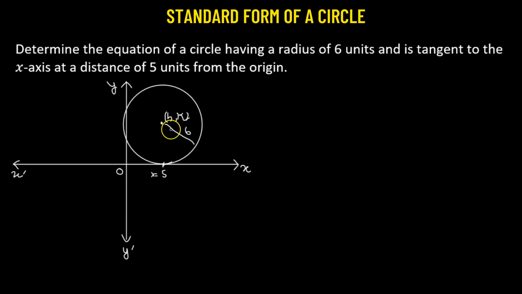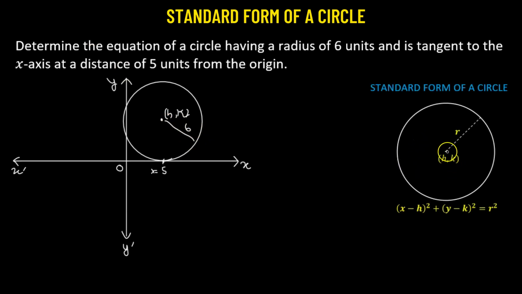For this, we're going to use the standard equation of a circle, because in the standard equation of a circle, all we need is the information about the coordinate of the center and the radius of the circle. So let's first specify the standard form of a circle. If we have a circle whose center has the coordinate (h, k) and a radius of r, then the standard form of a circle is given by the equation (x minus h) whole squared plus (y minus k) whole squared equals r squared.